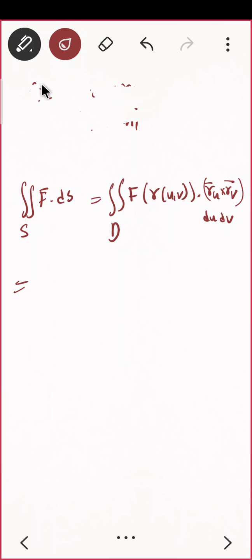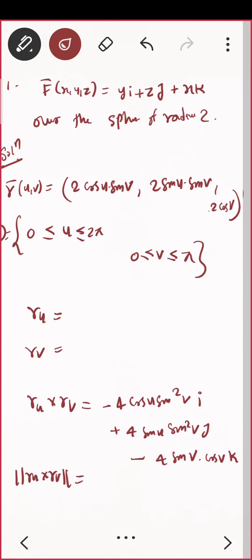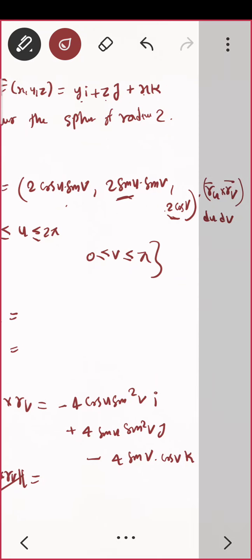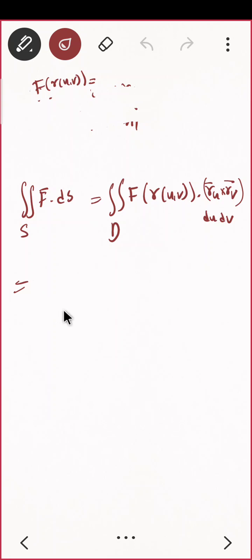So what is your f of ru rv, meaning what? You have to put it into the function. What is your function? Yes, so we cancel this norm part. The function is y z x. So y is this, z is this, and this is x. You just need to substitute that. That's it. And you take the dot product.